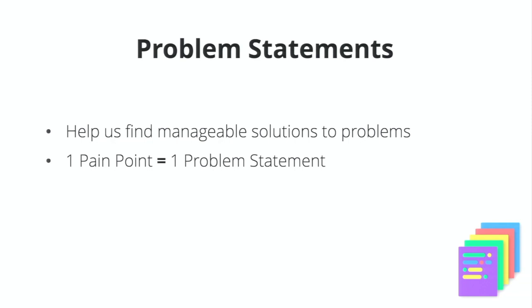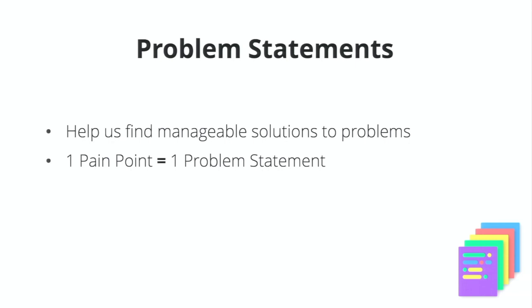And again, this is a very general scope. I mean, we've broken down processes, we've broken down stakeholders, and we've broken down key pain points. We have a much better idea of what's going on. Now we need to start figuring out what we're going to do about these individual pain points, these individual issues. So what we're going to do is write some problem statements, and these will help us find manageable solutions to problems.